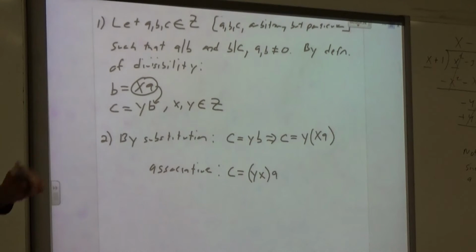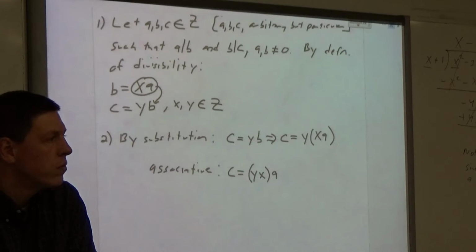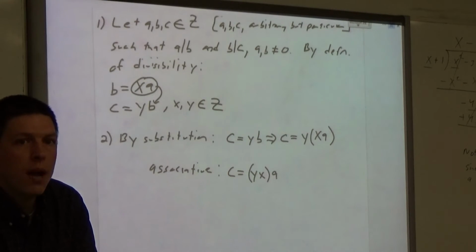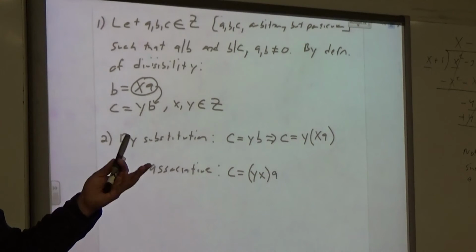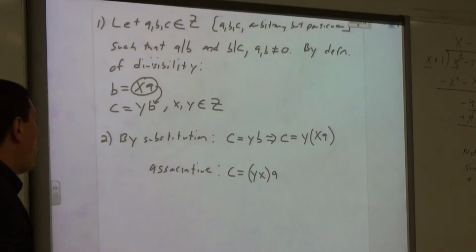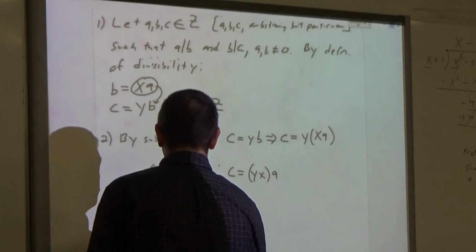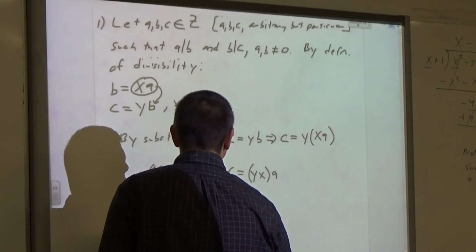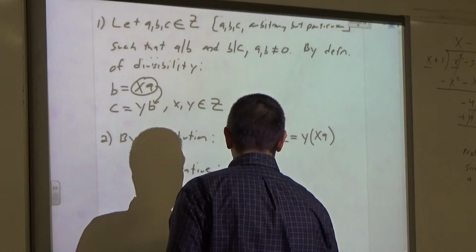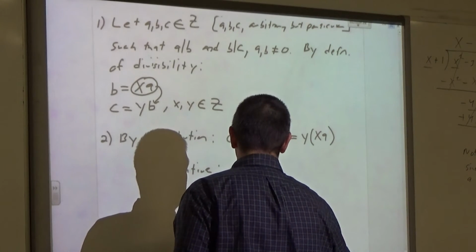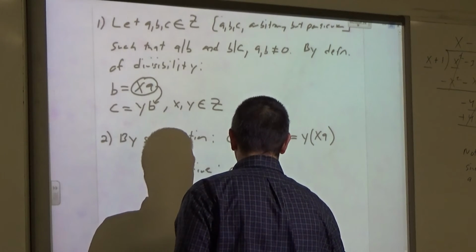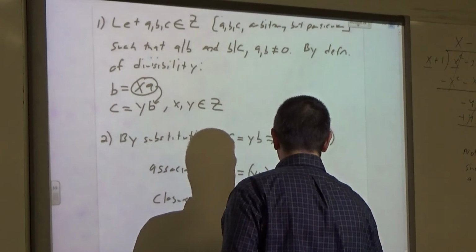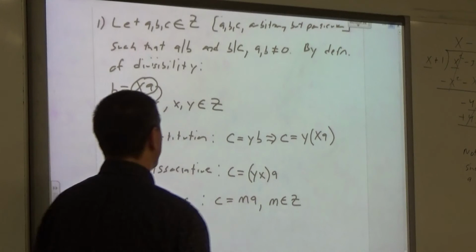All right, guys, what do we know about Yx? It's an integer, right? Which means that Y times X could be written as M, N, P, whatever you want. By closure, right? So by closure, C is going to be equal to, you guys want to use M, why not? M, A. Or M is an integer. All right.